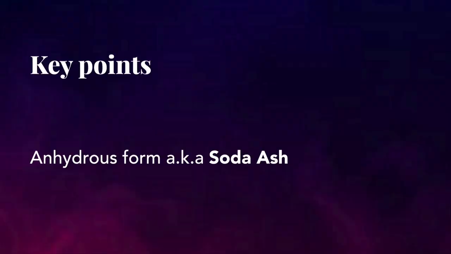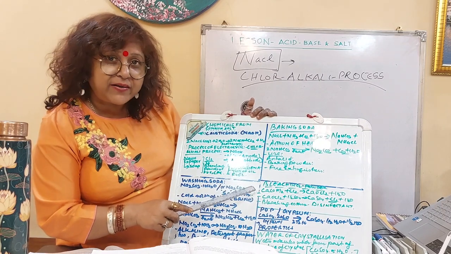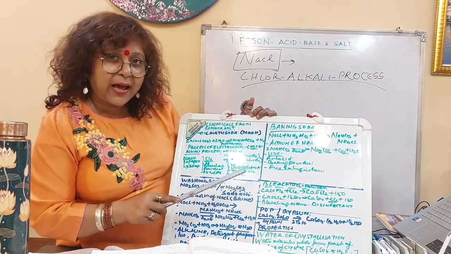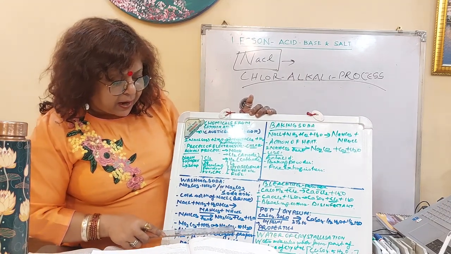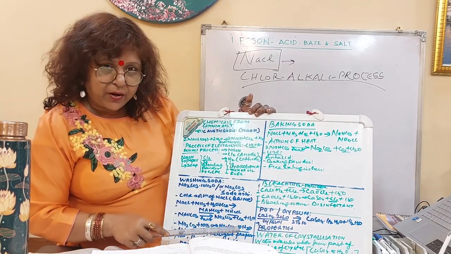Anhydrous form is known by the word soda ash, Na2CO3. No water of crystallization is there. It is known as soda ash. And with water of crystallization, sodium carbonate decahydrate, so 10 molecules are there.